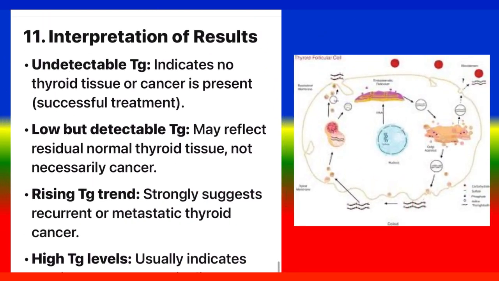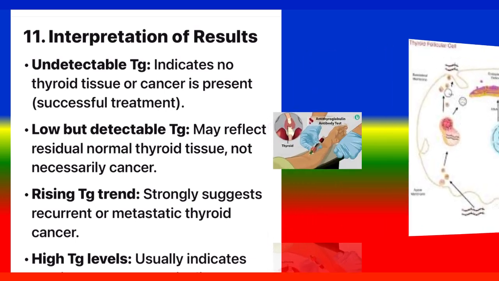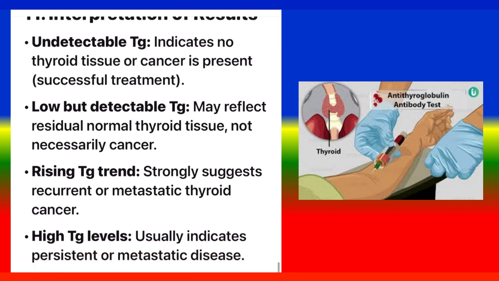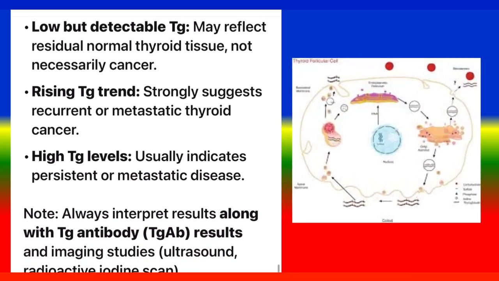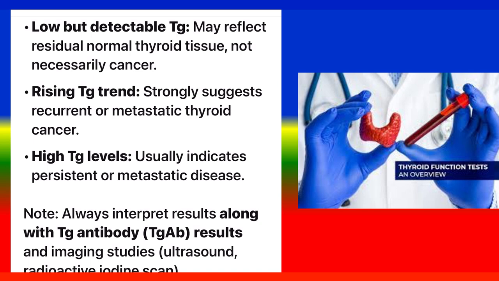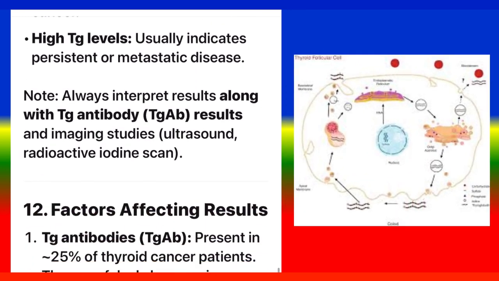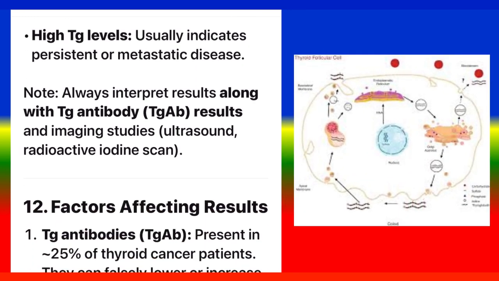Number 11. Interpretation of results. Undetectable TG indicates no thyroid tissue or cancer is present, successful treatment. Low but detectable TG may reflect residual normal thyroid tissue, not necessarily cancer. A rising TG trend strongly suggests recurrent or metastatic thyroid cancer. High TG levels usually indicate persistent or metastatic disease. Note, always interpret results along with TG antibody, TGAB results, and imaging studies, ultrasound, radioactive iodine scan.